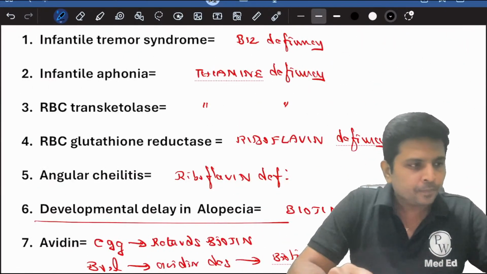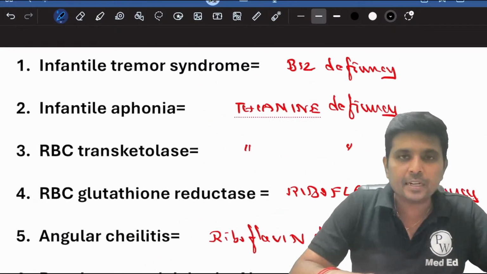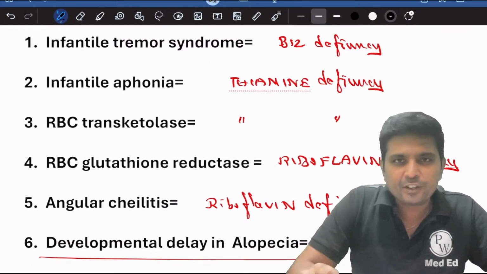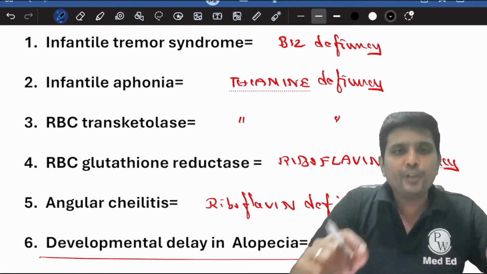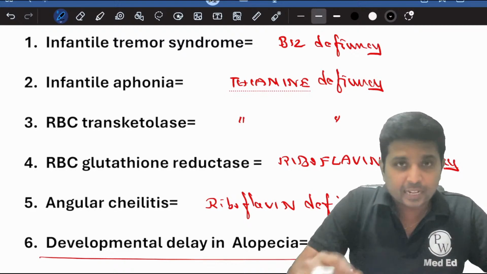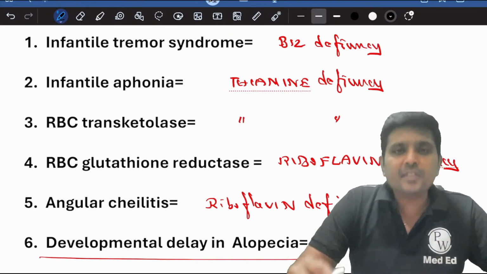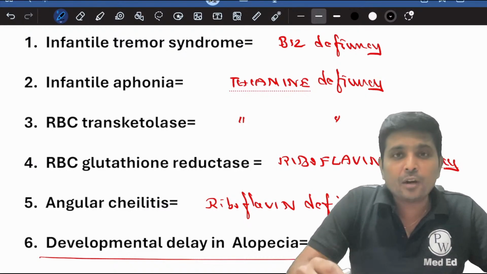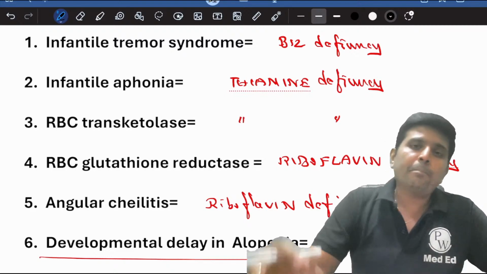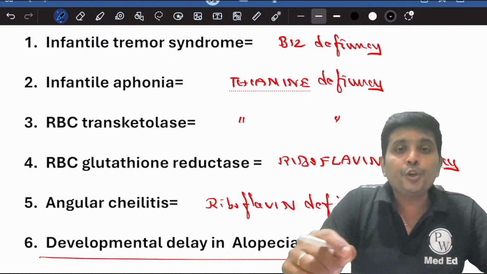Okay, right. Then comes other things. What is this? Infantile tremor syndrome. You all know that B12 deficiency is associated with megaloblastic anemia, hypersegmented neutrophils. I repeat, whenever someone asks you about B12 deficiency, you often say megaloblastic anemia, hypersegmented neutrophils. But apart from that, in adults B12 deficiency causes subacute combined degeneration of the spinal cord, whereas in children, the neurological manifestation is nothing but neuroregression.